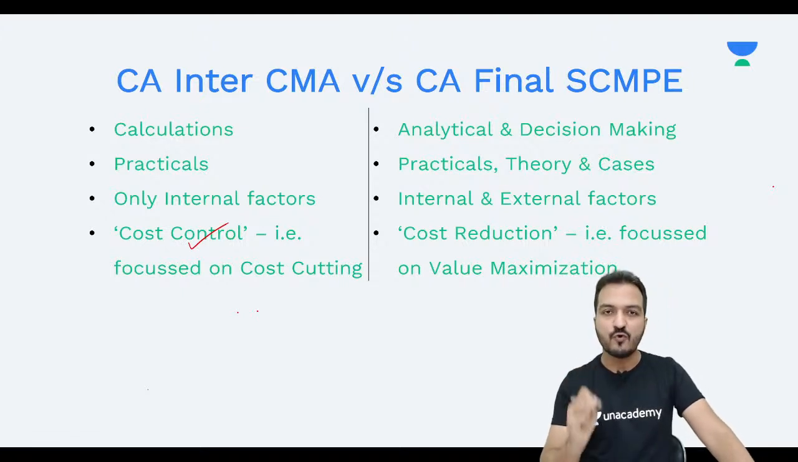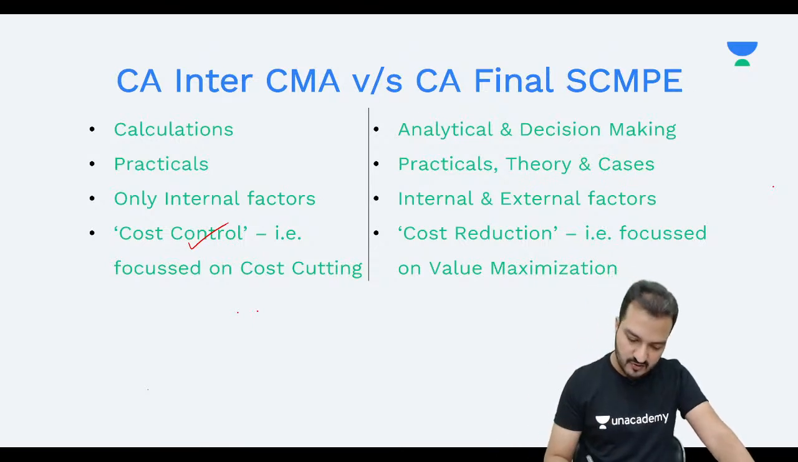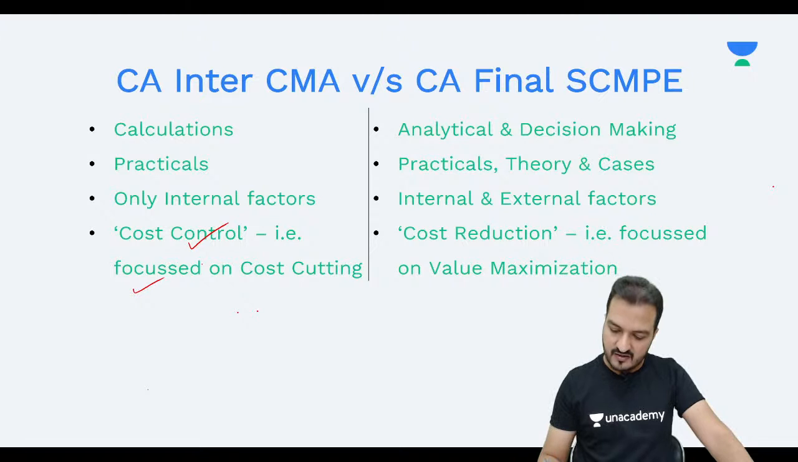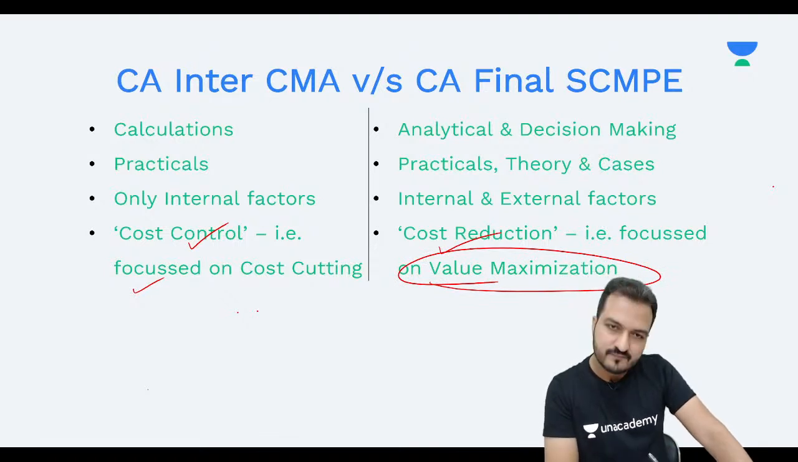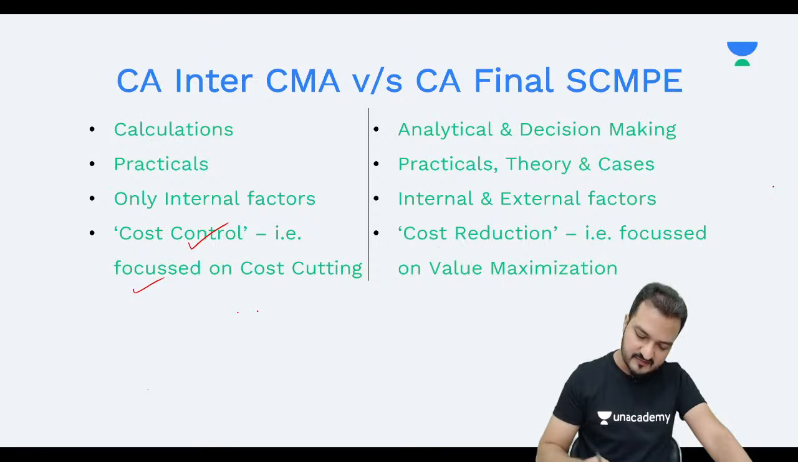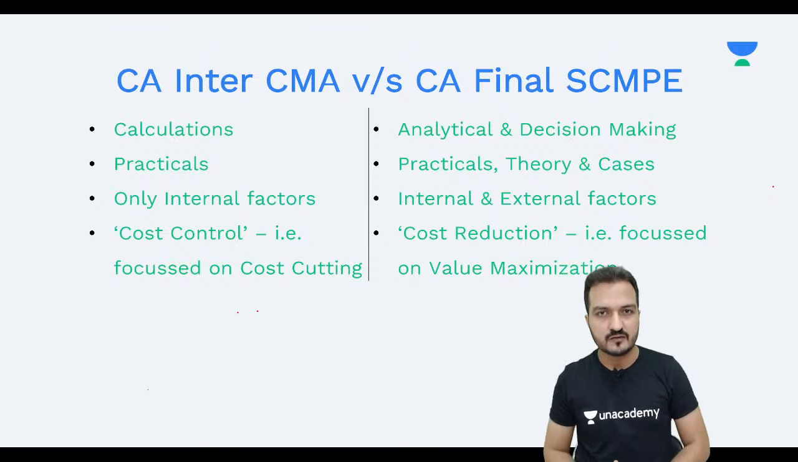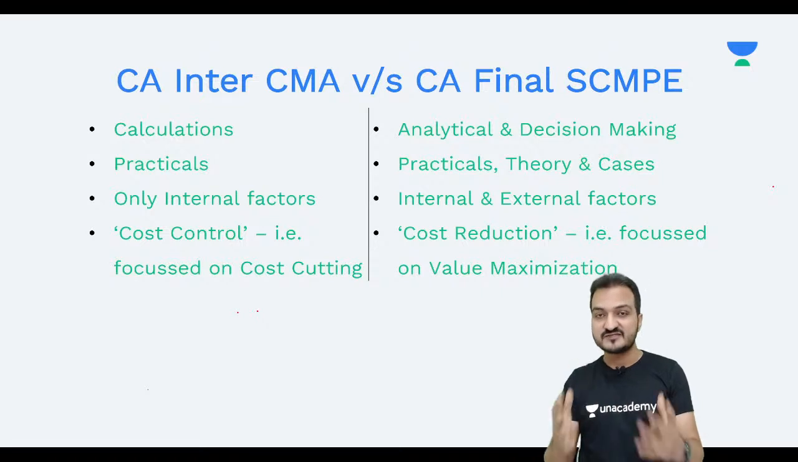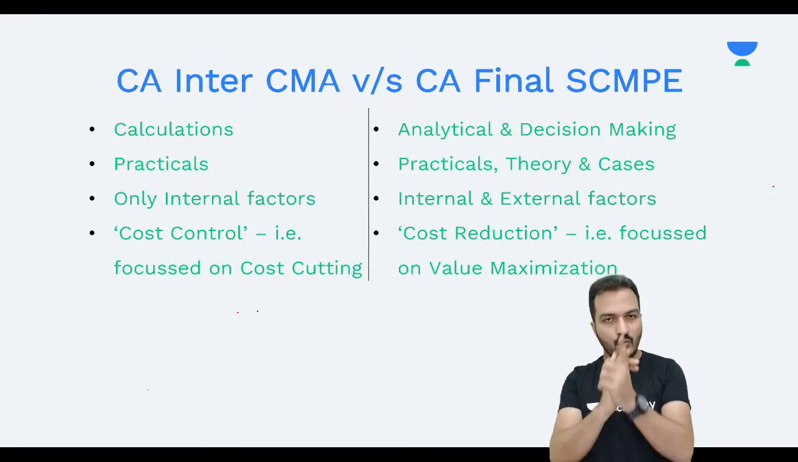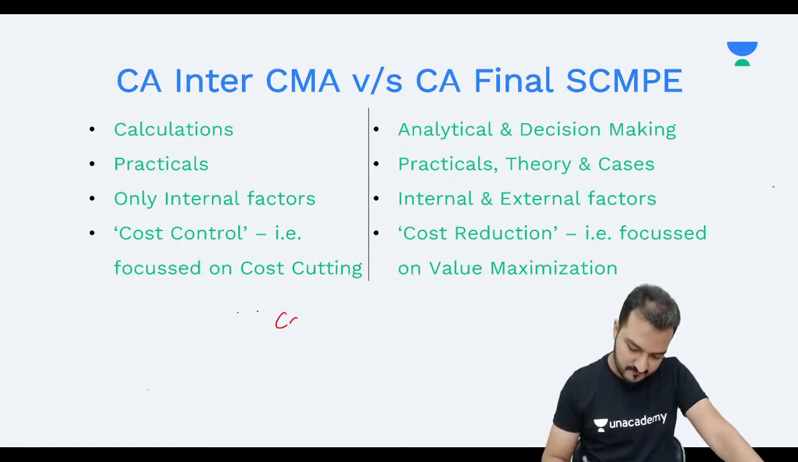It was purely focused on simply cutting the cost. You just wanted to cut cost. That was your CA inter level focus. At CA final level, your focus is more towards cost reduction. It is towards value maximization. Now, you might ask me what is value maximization? I'll give you a beautiful example. Look, most of my discussions will be filled with real life examples and real life cases, situations that I'll discuss. One such real life example I have for you. You know, there's a company called Colgate.